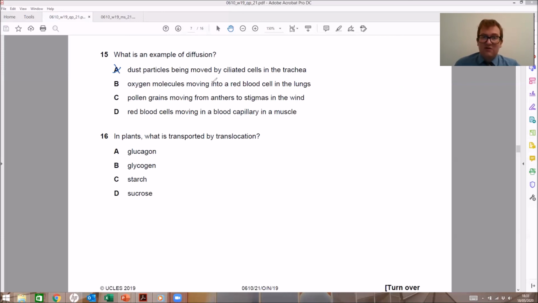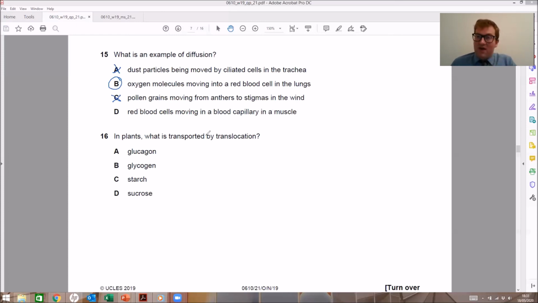Okay, oxygen molecules moving into the red blood cells in the lungs. Well, yes, we should remember that gases such as oxygen will diffuse into the blood from the lungs in order to supply oxygenated blood, and it has to diffuse through the cell membranes into that bloodstream. Pollen grains moving from the anthers to the wind. Well, no, this is carried by the wind. This is not a passive process, it's the wind, so particles that are bumping into it and pushing the other particles along rather than the natural kinetic energy from the particles themselves. Red blood cells moving in a blood capillary in a muscle.